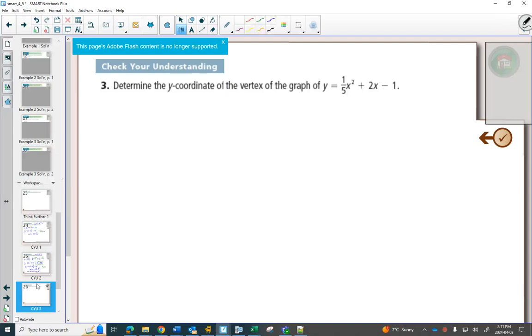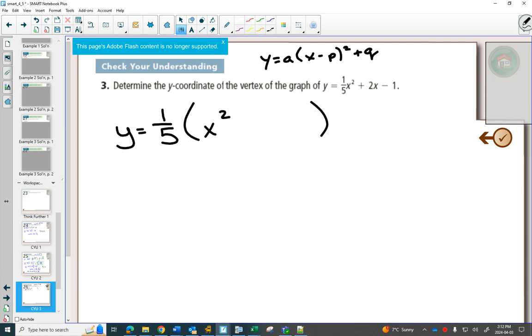So again, we're given general form, but it wants something from the vertex. We're like, it would sure be nice if it was in standard form. So we're going to have to change it to standard form. And we have fractions again. So we're going to have to pull out that 1/5. But this is where we get some mental math happening.